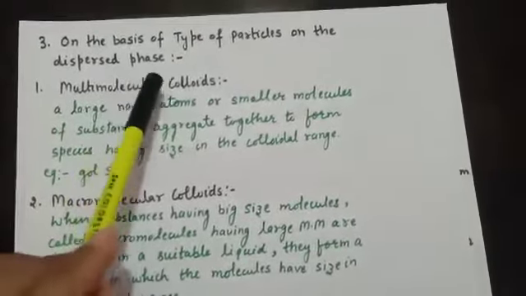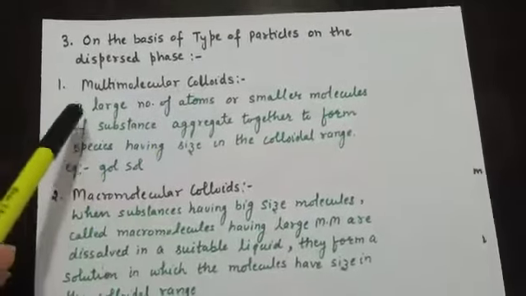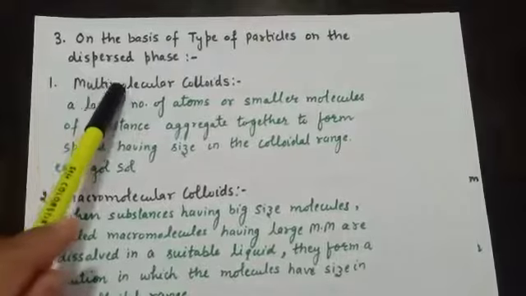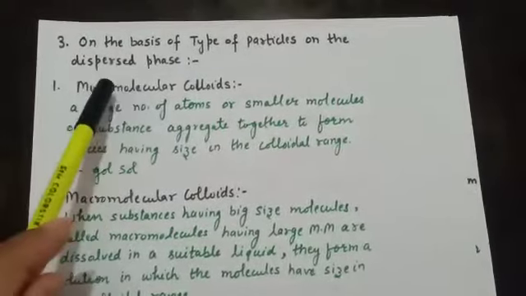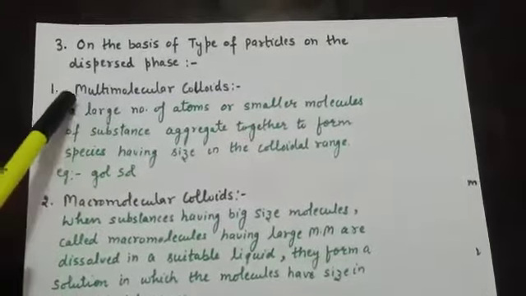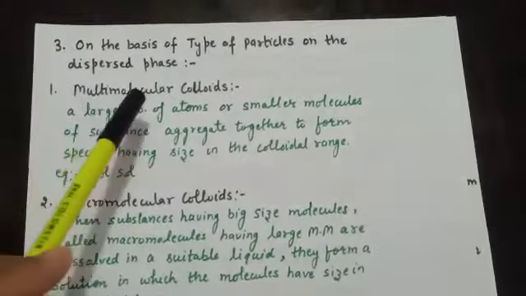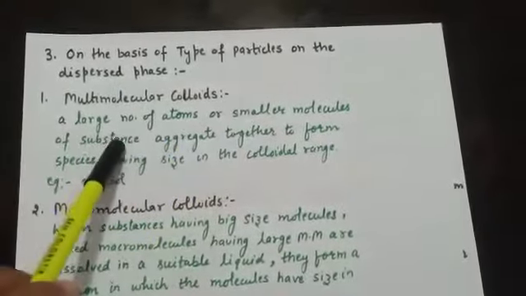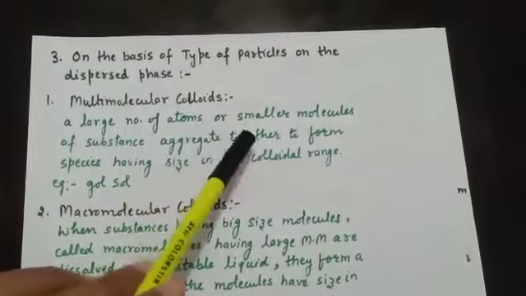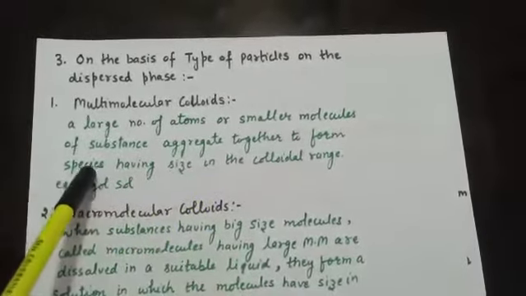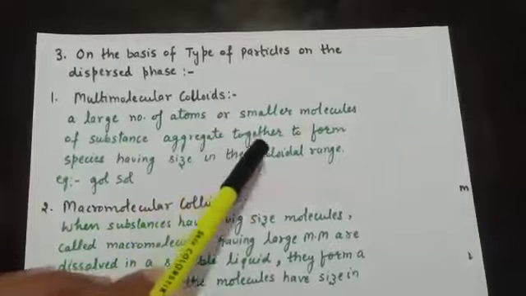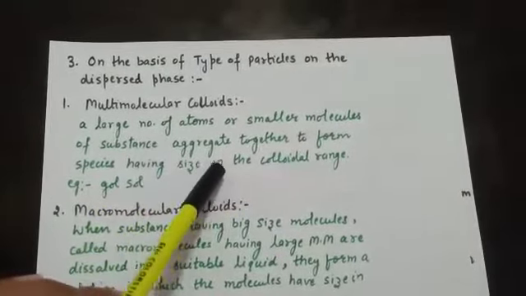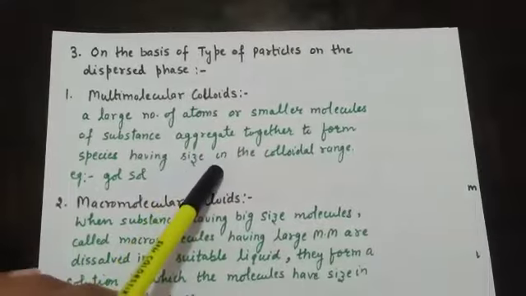So first is multimolecular colloids. When we mix these types of multimolecular substances in a particular dispersion medium, what happens is that a large number of atoms or smaller molecules of the substance aggregate together to form species having a size in the colloidal range. As we know, the size of a colloidal particle is between 1 nanometer and 1000 nanometers.